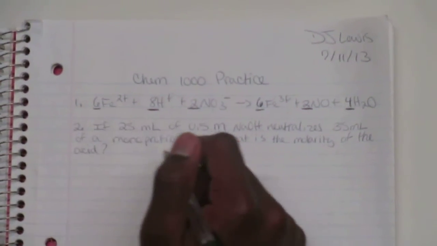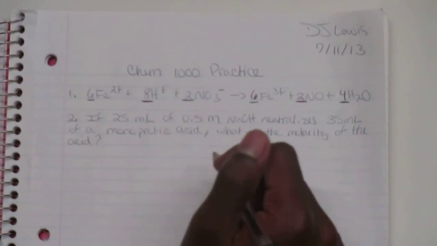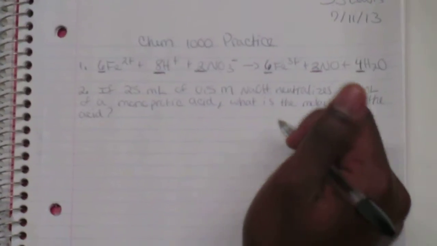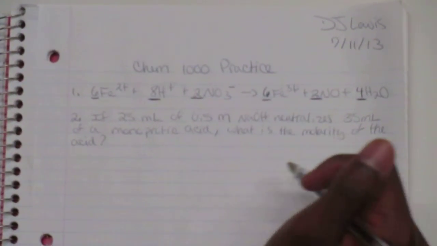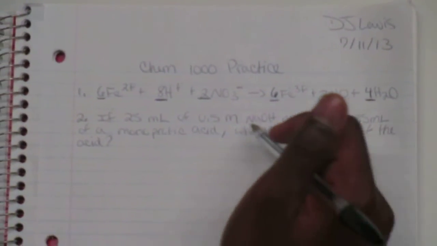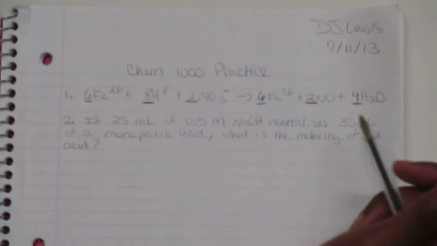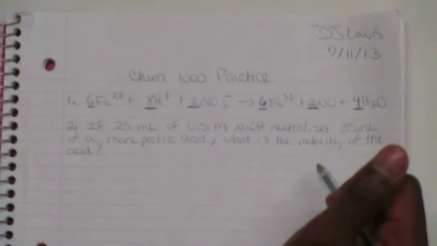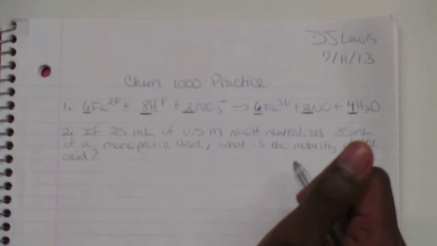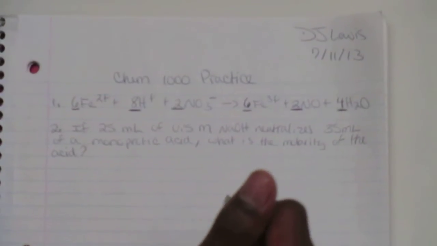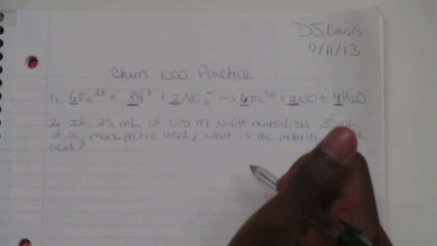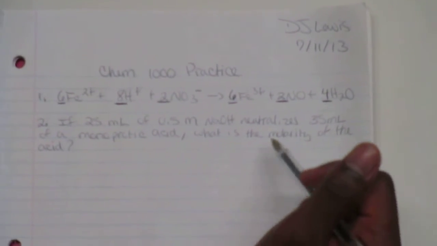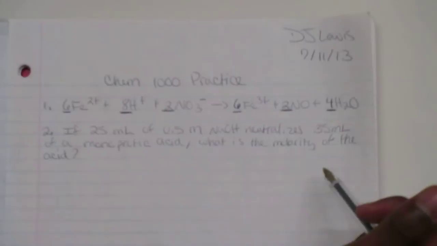Now moving on, number 2 asks, if 25 milliliters of a 0.5 molar sodium hydroxide neutralizes 35 milliliters of a monoprotic acid, what is the molarity of the acid? With that said, with a neutralization problem, we know that the end products will be water and salt. Therefore, we know that the molar ratio of the NaOH and the acid will be equal.